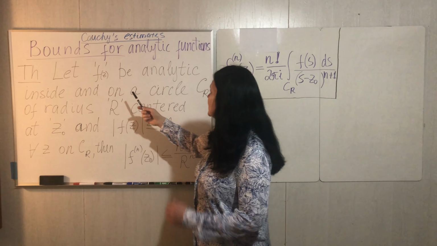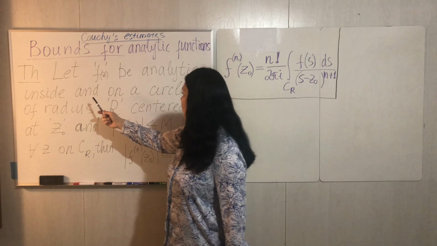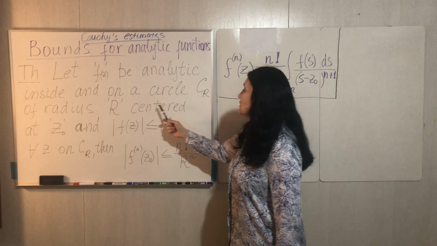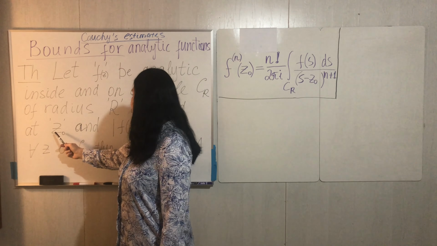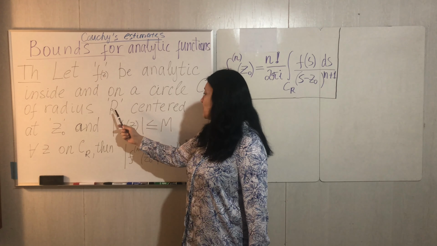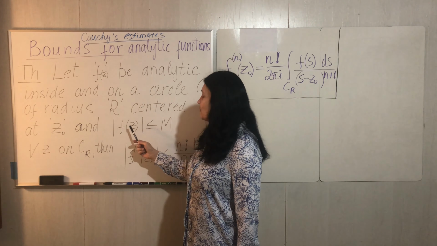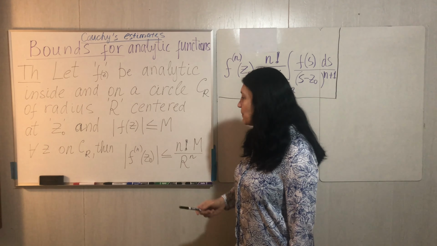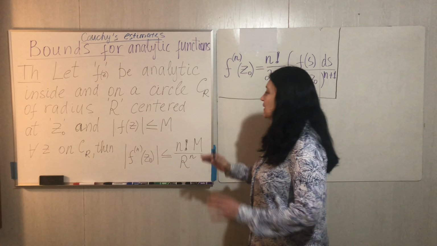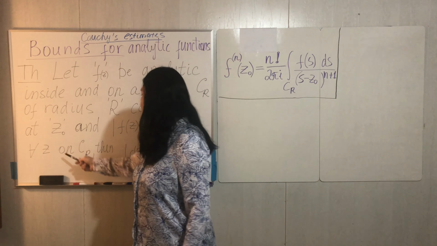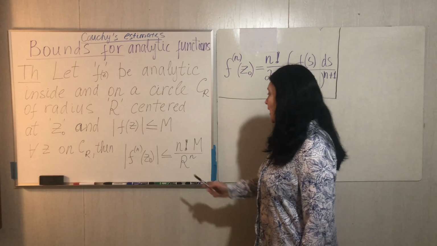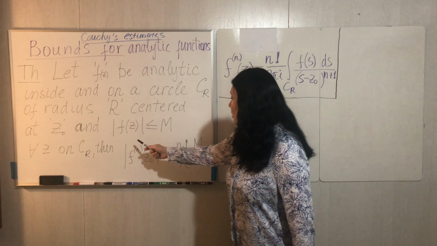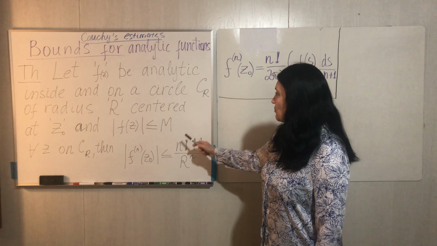Let the function f of z be analytic inside and on a circle C_R of radius r, centered at point z sub 0, and assume that the modulus of the function f of z is bounded by a constant M for all z in the disk, or we can say on C_R. Then we will have this estimate for the modulus of the derivative.